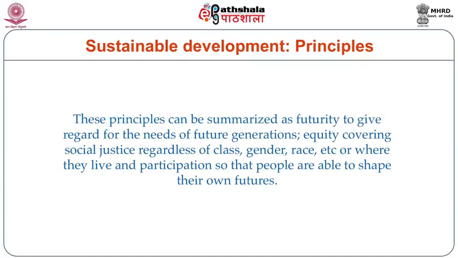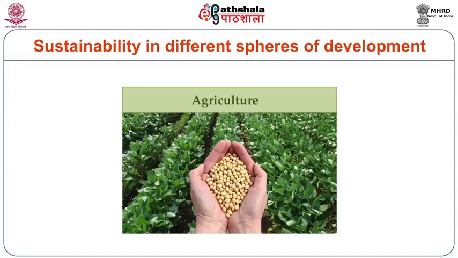So, these principles can be summarized as futurity, to give regard for the needs of future generations; equity, covering social justice regardless of class, gender, race, etc., or where they live; and participation, so that people are able to shape their own futures. Now, we will move on to different spheres of sustainable development per se, and the first one we will be discussing is agriculture.